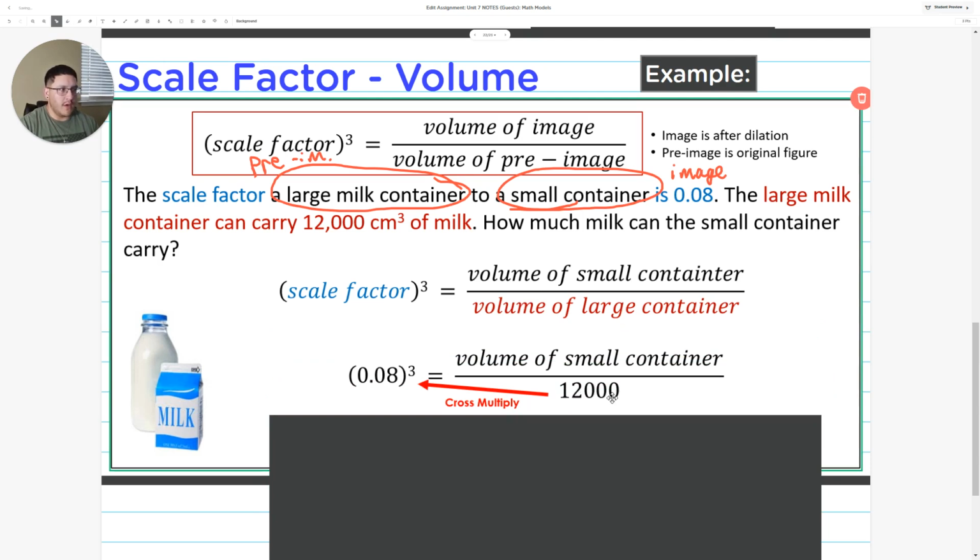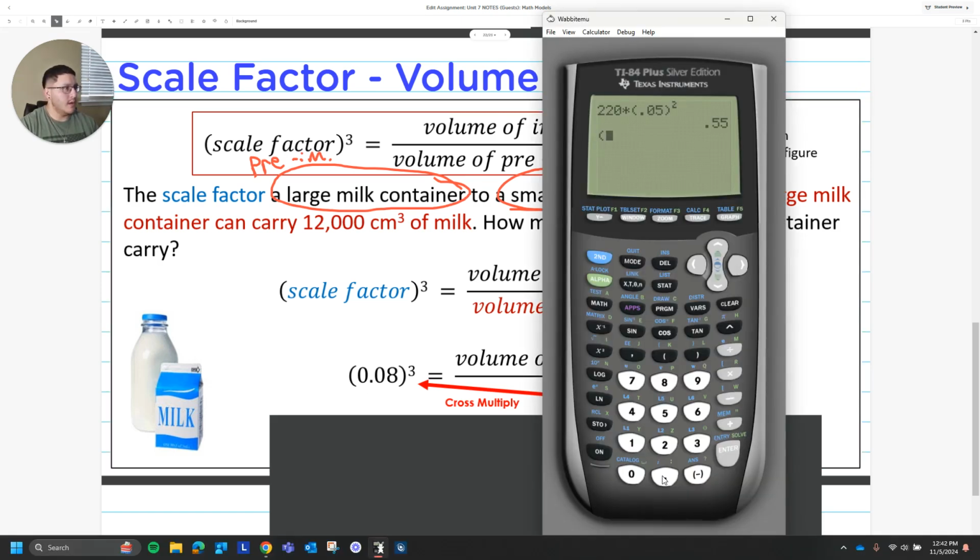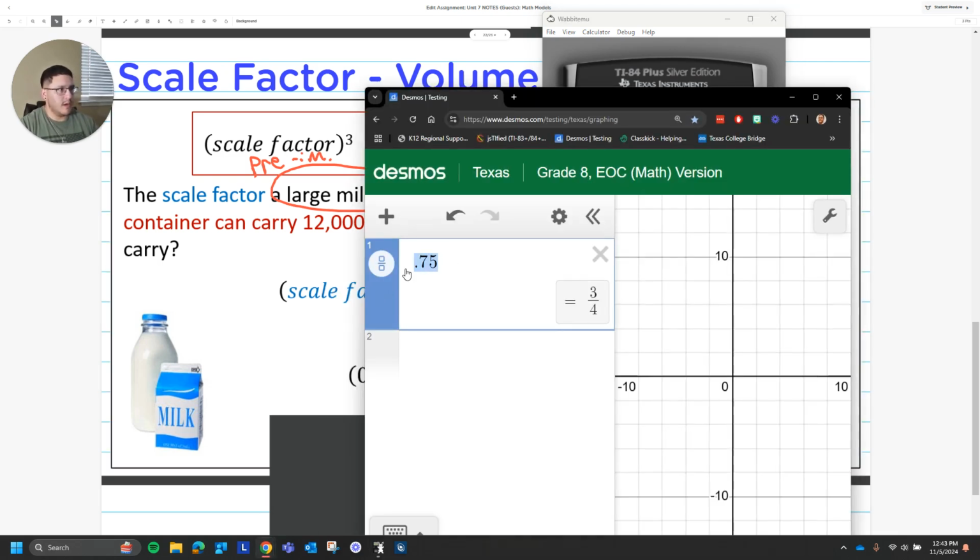We get the following. 12,000 is at the bottom of the fraction. Then we have parentheses 0.08 cubed that we need to cross multiply. So you take out your calculator. 0.08 close parentheses. And to get the cube on the TI-84, you use this little arrow right here to get 3. If you're using Desmos, you're just going to type in 0.08 and then use the shift 6 to get the exponent, and then type in 3 and then arrow to the right.